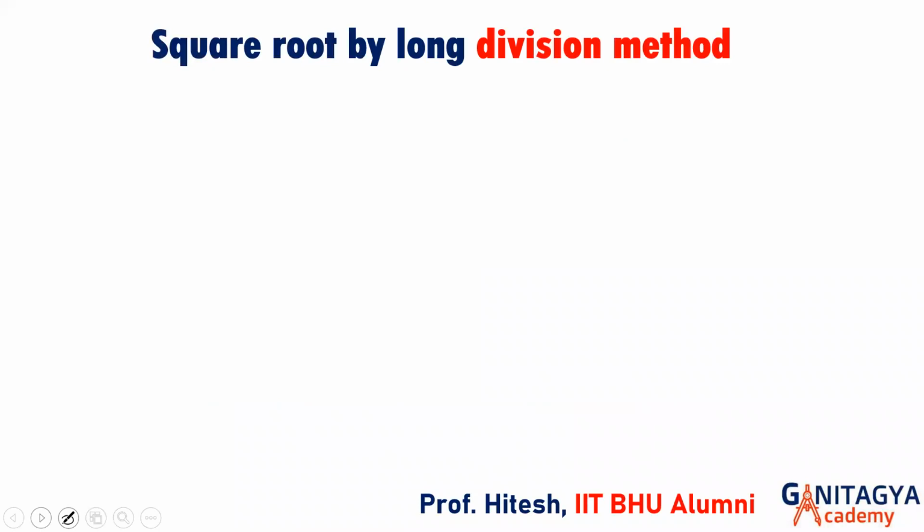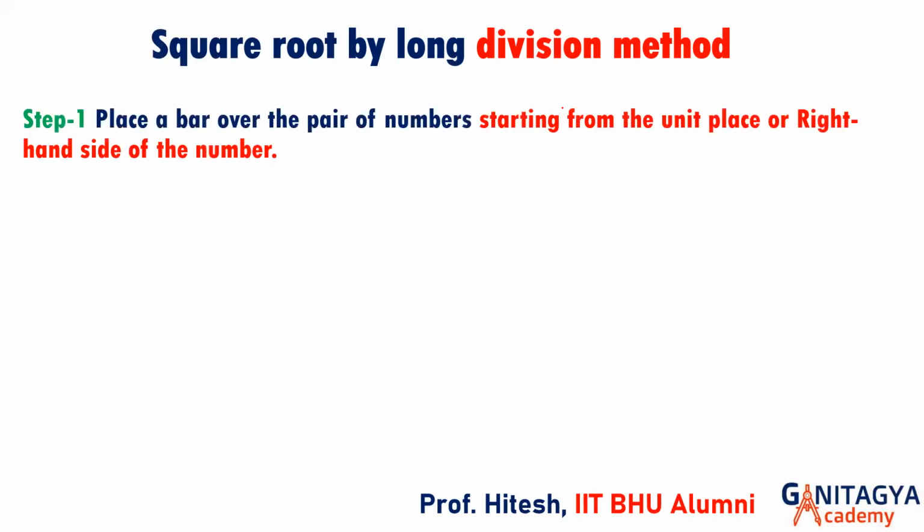So square root by long division method. In this we will follow a few steps. Step number 1 is we have to find out the number for which we are finding the square root. We will understand this step using a question. So let me find out the square root of 529. This is unit place, this is 10th place, this is 100th place.